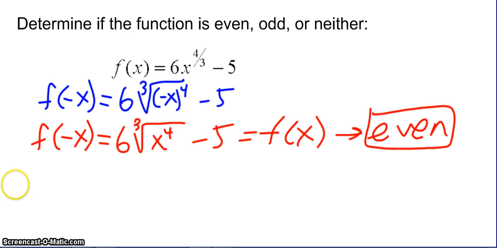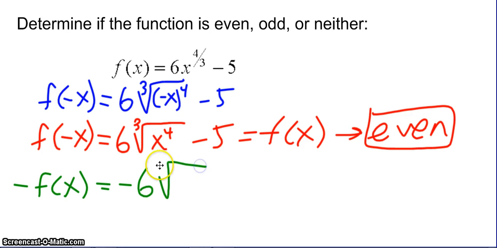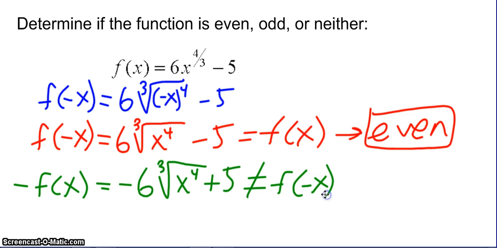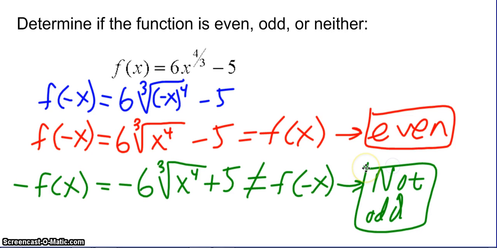Now let's just show that it's not odd also. Negative f of x is negative 6 times the cube root of x to the 4th plus 5. This does not equal f of negative x. Therefore, it is not odd. It is possible for a function to be both even and odd, although that is very, very rare. If you want, try and see if you can come up with or think of one on your own.